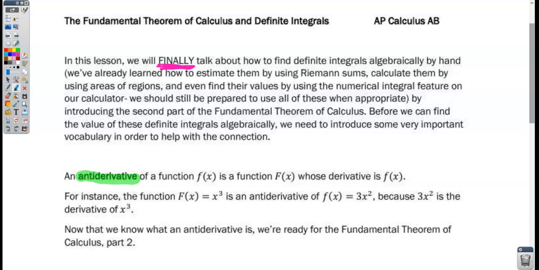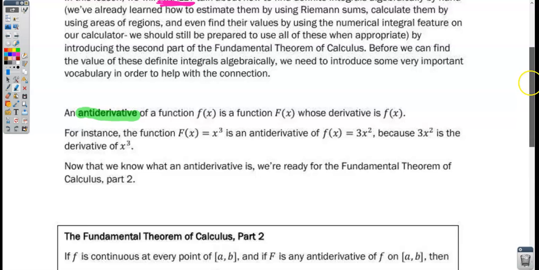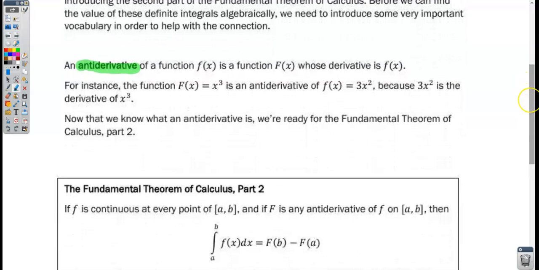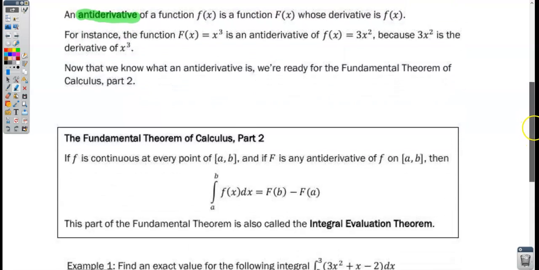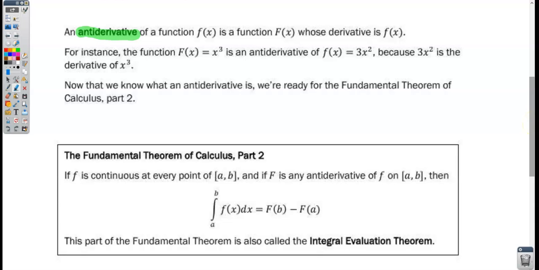Now, on to the Fundamental Theorem of Calculus Part 2. Here's what it says. If I have a function that is continuous at every point in the interval from a to b, and if capital F is any antiderivative of lowercase f on the closed interval from a to b, then the integral from a to b of lowercase f of x dx is equal to capital F of b minus capital F of a. This is also known as the Integral Evaluation Theorem.